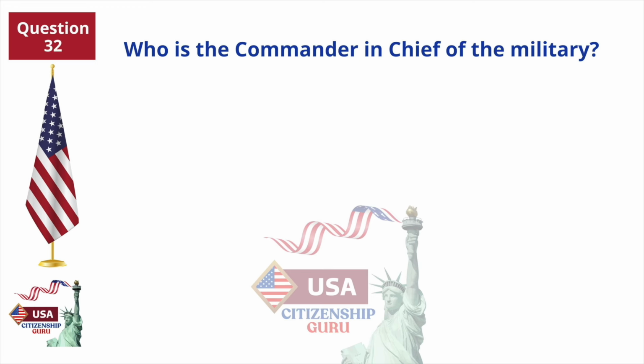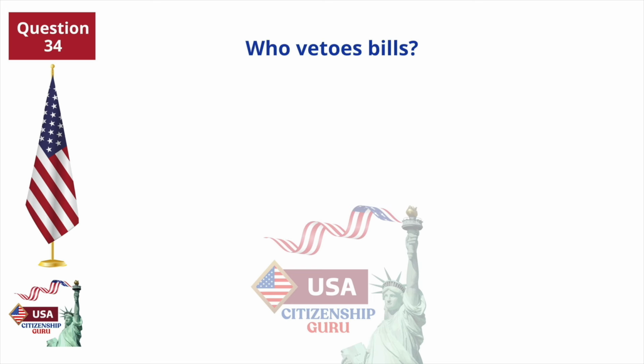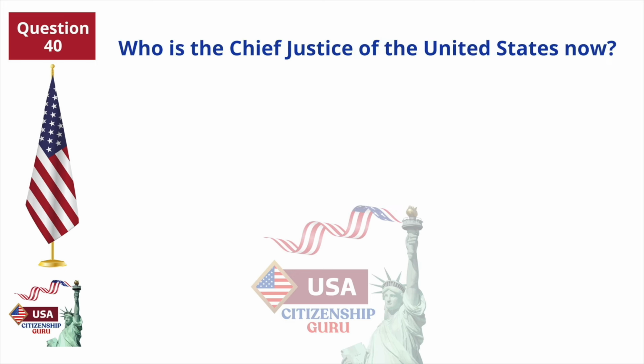Who is the commander-in-chief of the military? The president. Who vetoes bills? The president. Who is the Chief Justice of the United States now? John Roberts.